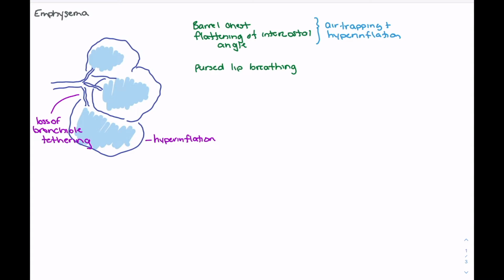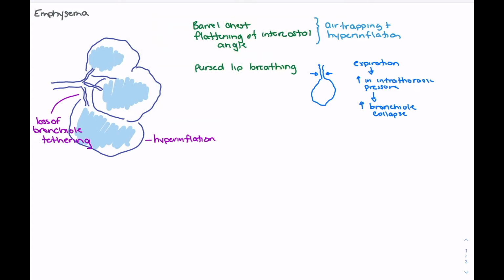So if we think about what's happening on expiration, let's draw our alveoli on expiration in here again. We know they're prone to collapse. So on expiration, we have an increase in intrathoracic pressure, or the pressure that's pushing on the lungs and subsequently pushing on the bronchioles and the alveoli, which will increase bronchial collapse. And that's because they've lost that tethering. So the bronchiole is not going to be able to stay open as well if it has no tethering.